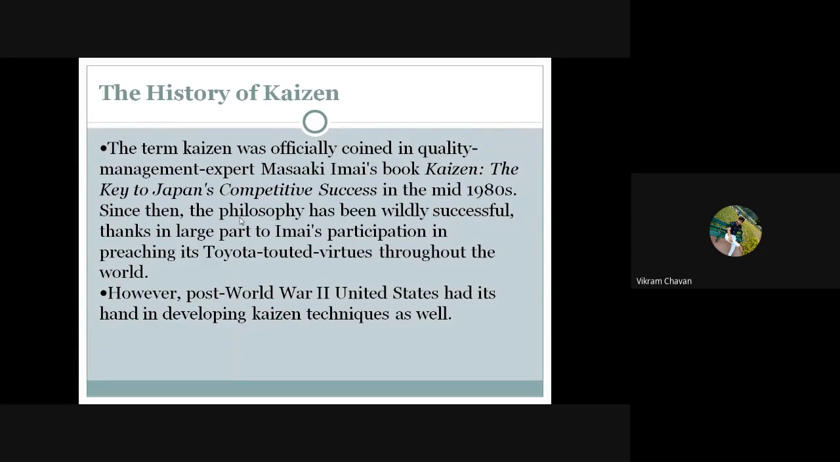on WhatsApp, on YouTube. You will get a number of examples if you search the word Kaizen, and if you check images on Google you'll get a number of examples related to Kaizen. Okay, so the history of Kaizen.